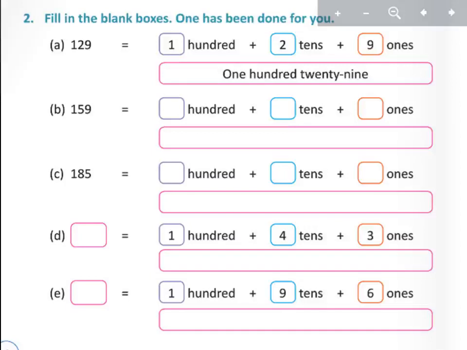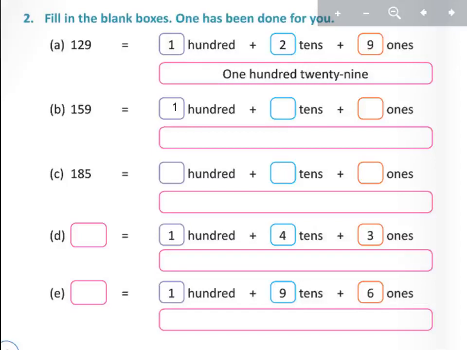129. What will be the number name? 129. So write the number name in the box below. Write the digits in the places correctly in the boxes and then write the number name just below the box.